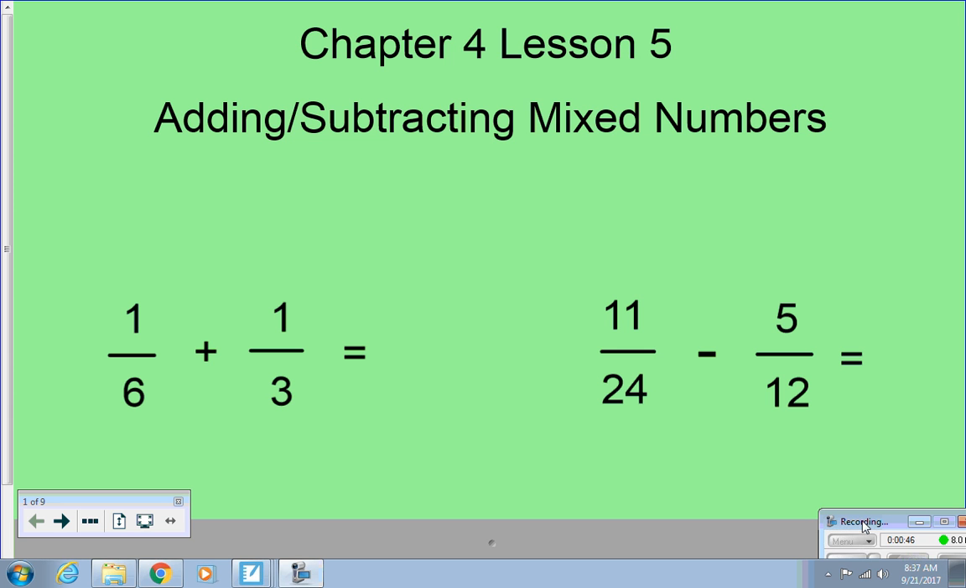Now, what do I have to do to solve this problem, Jacob? I got to have a common denominator. What can I use? 6. Very good. I'm going to use 6.